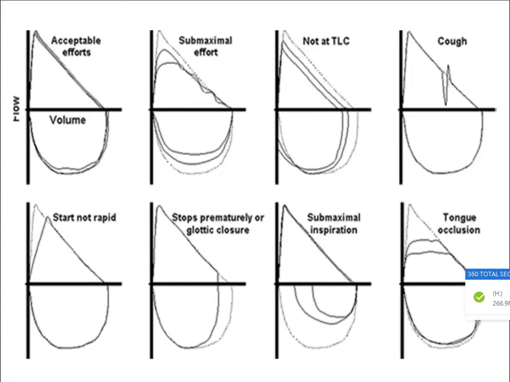And again, if you see the next diagram, below the x-axis it is showing submaximal inspiration. Submaximal inspiration means the inspiratory curve is not up to the mark. Again, in the next diagram it is showing tongue occlusion. If there is tongue occlusion, again we are not able to get a good curve in the expiratory portion.